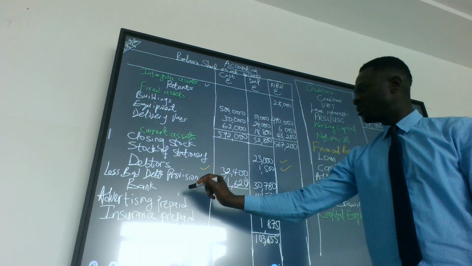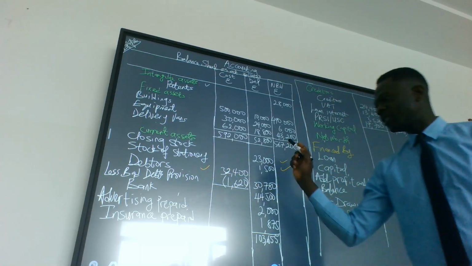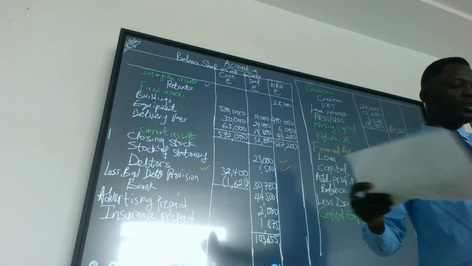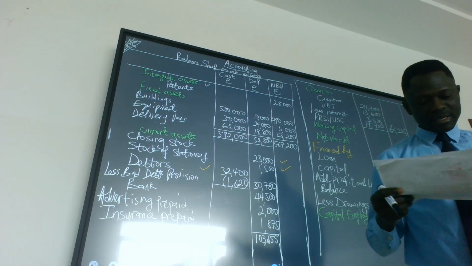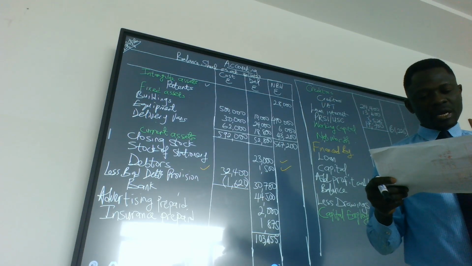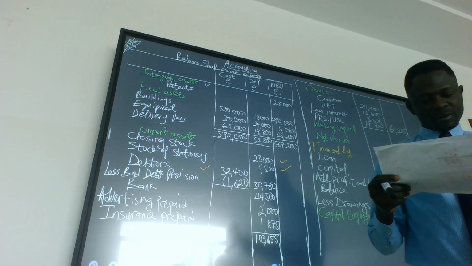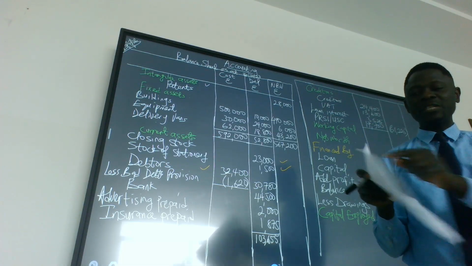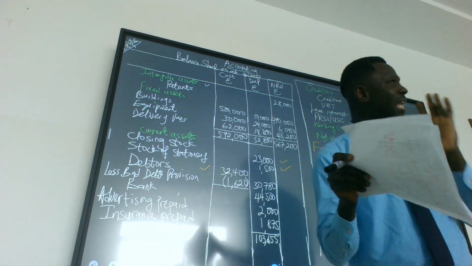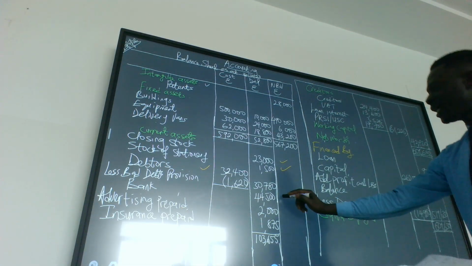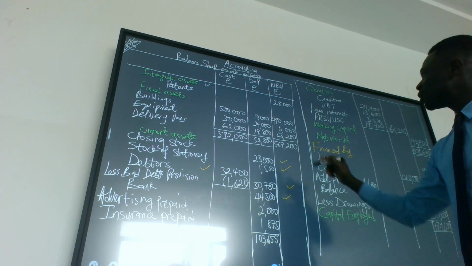Then we have debtors done. Now let's do bad debt provision. Okay, we did that. Now the bank. In your trial balance, we have the bank balance: 44,500. It's on the debit side. On the trial balance it is an asset. 44,500. I think that is clear. Any question up to now?